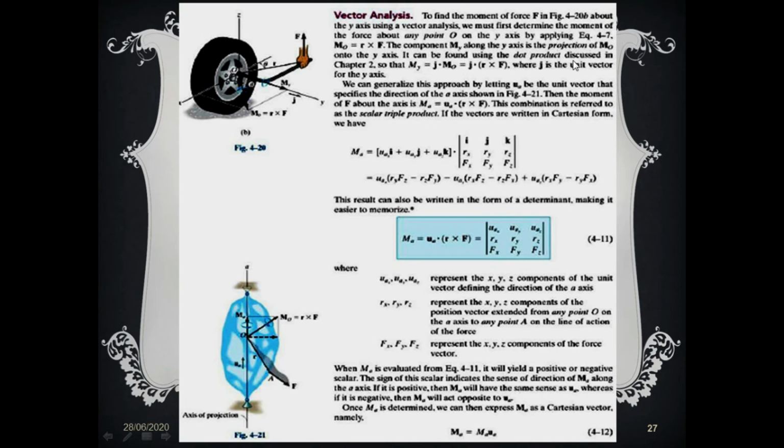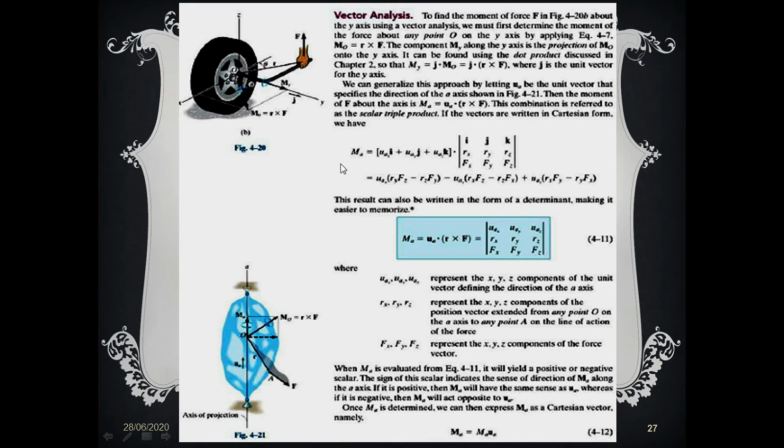Okay, it can be found using, how will we find it, using the dot product discussed in Chapter 2. We told you about the dot product and its advantages, remember, in our first slide. So we will take the dot product in order to calculate this moment My, which will be j dot r cross F, where j is the unit vector on the y-axis.